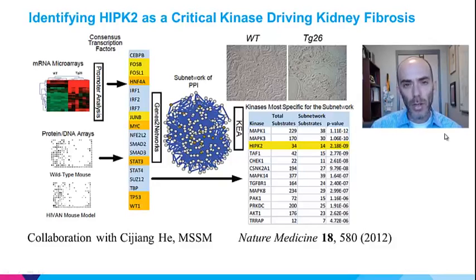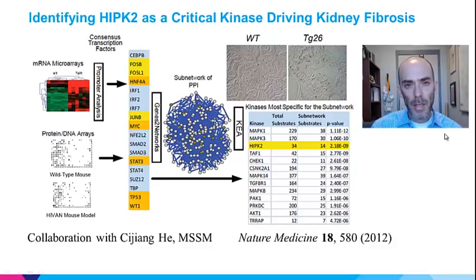So the first two kinases that resulted from this analysis were MAP kinase 1 and MAP kinase 3, and those are also called ERK1 and ERK2, and those kinases were already known to be upregulated in the disease state. However, the third kinase, HIPK2, has not been implicated in the disease, and it's less studied. And Sijang went on to show that HIPK2 is actually important for the disease progression.